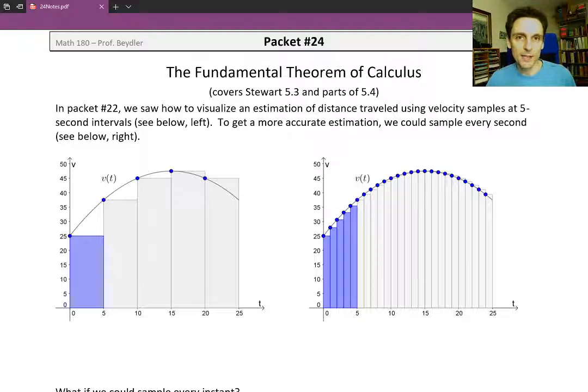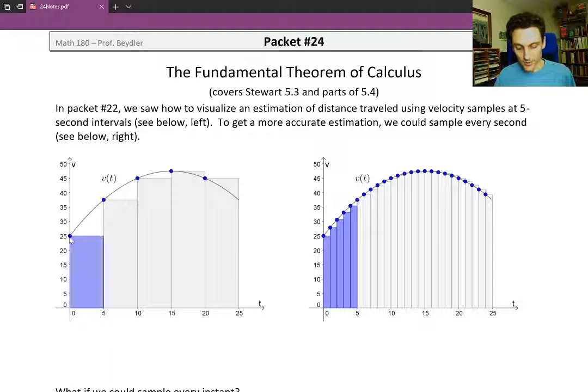You might recall from packet 22 that we were learning how to visualize an estimation of the distance traveled using velocity samples at 5-second intervals. So the picture to the left is showing that. Remember that along the x-axis we put time, t, and here are 5-second intervals. T equals 0 to t equals 5 is the first 5-second interval, and then t equals 5 to t equals 10 is the next 5-second interval, and so on. And at each of these times, at 5-second intervals, we would take a sample velocity reading.